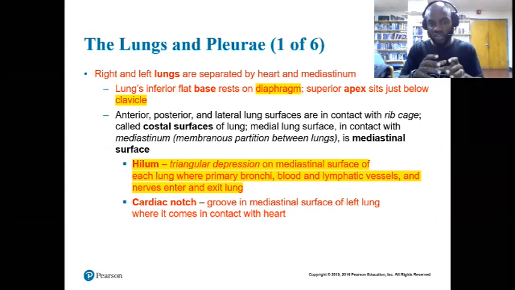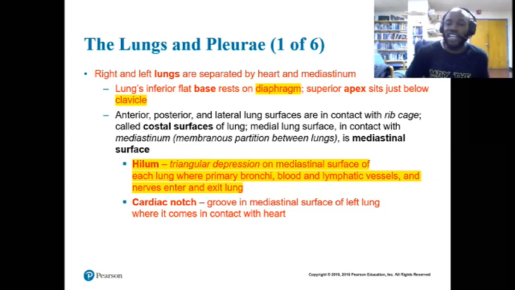And then we have this structure called the hilum. Don't get it confused with helium, but the hilum, which is a slight depression on each lung, basically. So that's where your bronchi, your blood and lymphatic vessels and nerves enter and exit the lung, right? If you get a lung transplant, I'm assuming you would have to reconnect right around there. And then we have this cardiac notch, which is only in the left lung, that sort of gap in the lung, that space where it makes room for the heart.